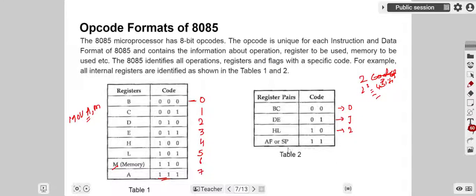Okay. For specifying stack pointer or flag register, we use 11. So look at the next slide now.